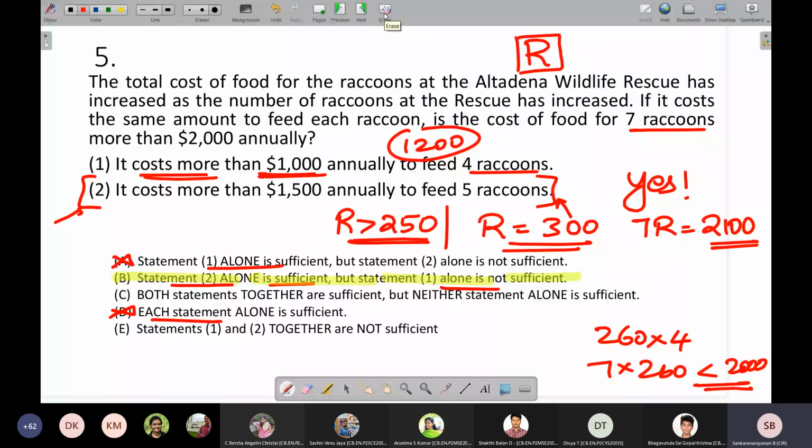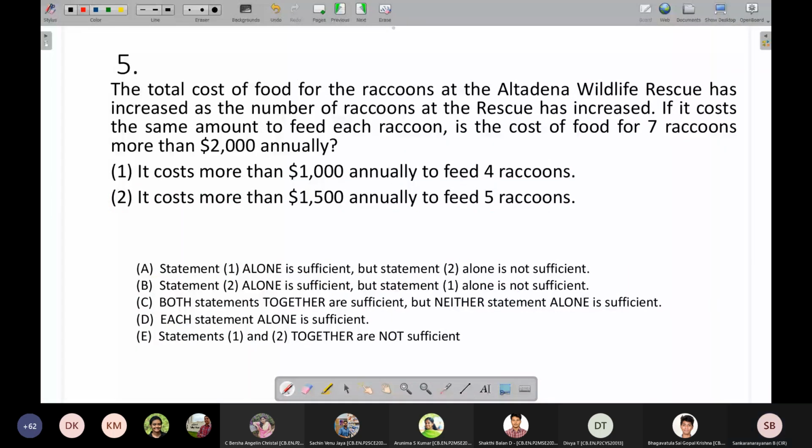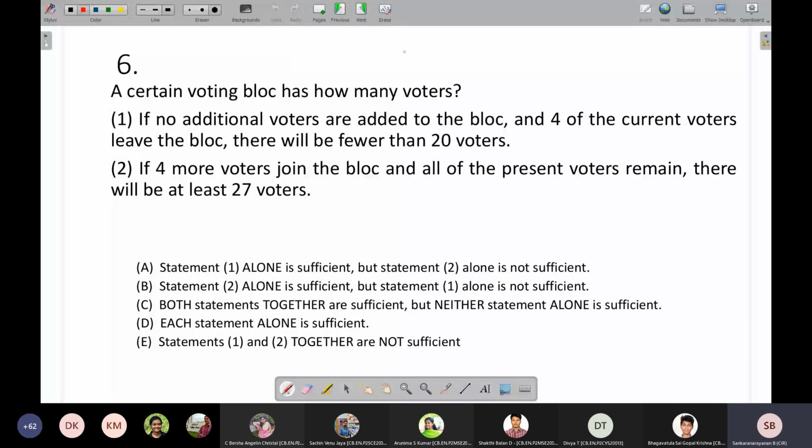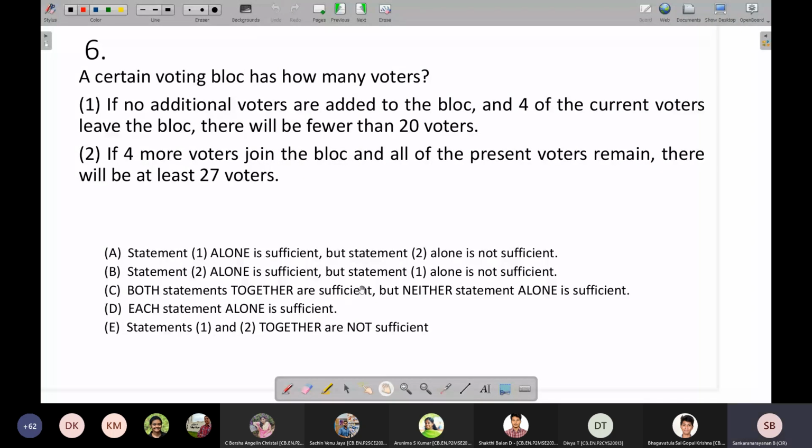Question number 6. Look at this question. Read it fast and let me know what will be the answer. A certain voting block has how many voters? That is the question. So for answering this question, let us consider the number of voters to be equal to n in this case. What is the value for n? That is the question. Let us consider statement 1 alone.